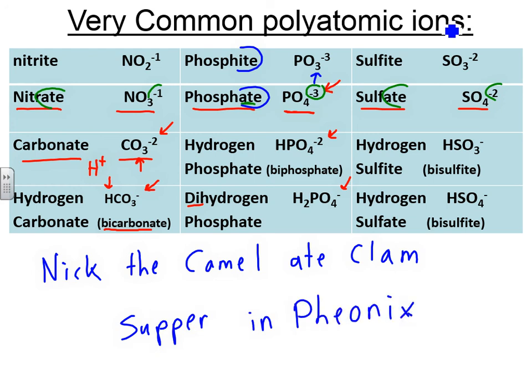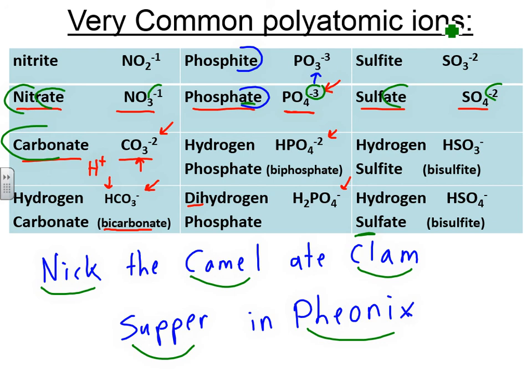Now, what this shows you is the 5 polyatomic ions. This one here: Nick, camel, clam, supper, and Phoenix. Now these are the 5 polyatomic ions. Nick represents nitrogen, or nitrate. Camel represents carbonate, because Ca is carbonate. Clam represents chlorine, chlorate, which was on the previous screen. If you know chlorate, you know all the rest of them on the previous screen. Supper represents sulfur, sulfate, and phosphorus for Phoenix.